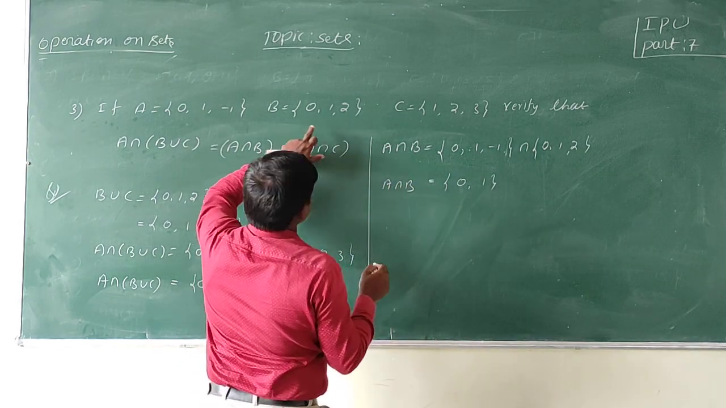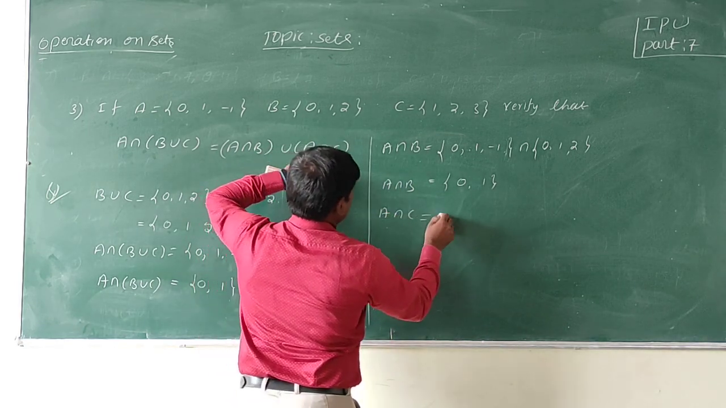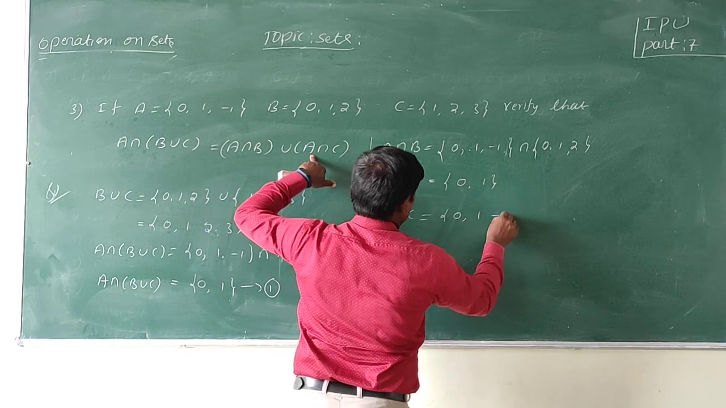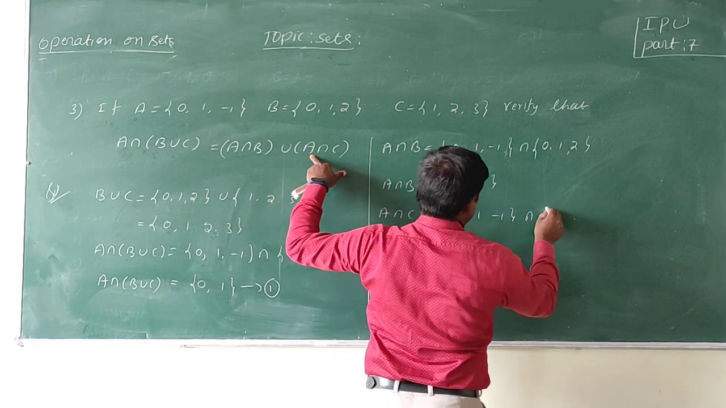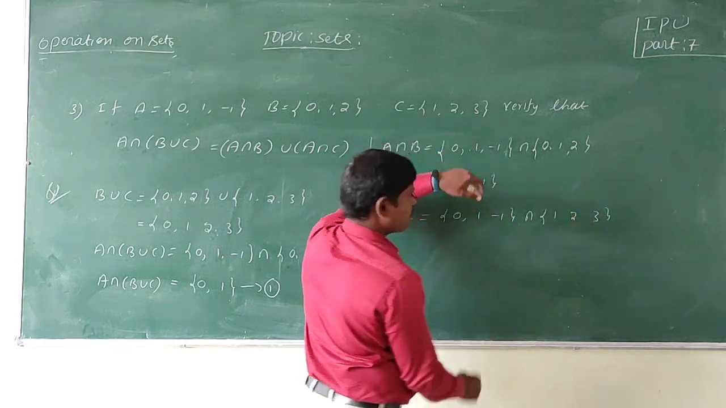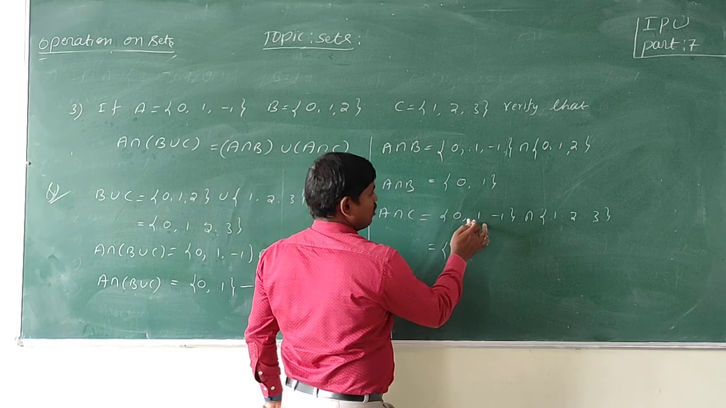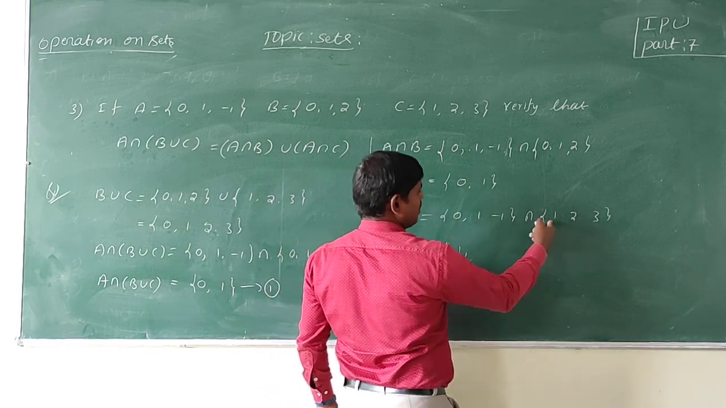Next one is A intersection C. A is {0, 1, -1} and intersection with C, which is {1, 2, 3}. What are the common elements which belong to A and C? That is 1, the common element. There are no other elements.